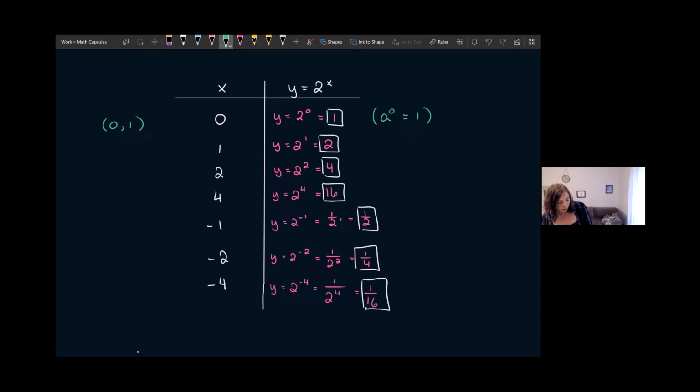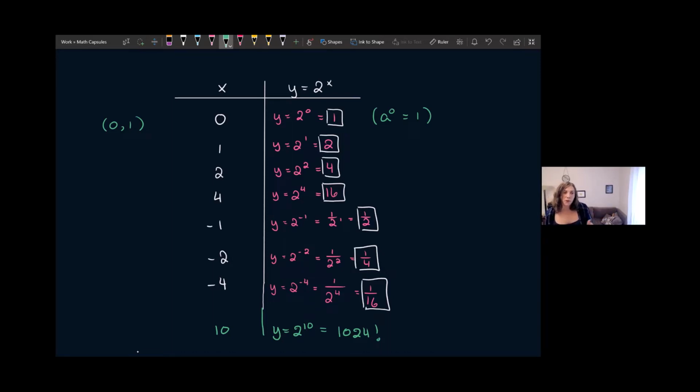So I didn't do this value, but if I add an extra one, if I tried x equals 10, then y would be 2 to the power of 10, which is 2 times 2 times 2 times 2, 10 times, which, if I think about it for a second, I can tell you that that is 1024. So this thing is growing really, really quickly as my x values increase on the right-hand side.